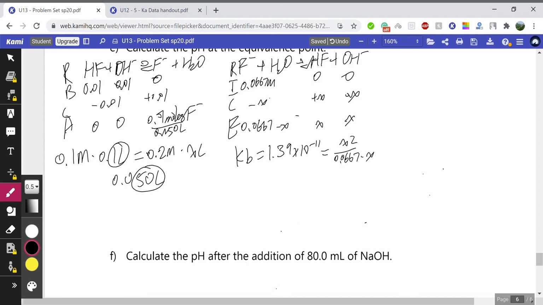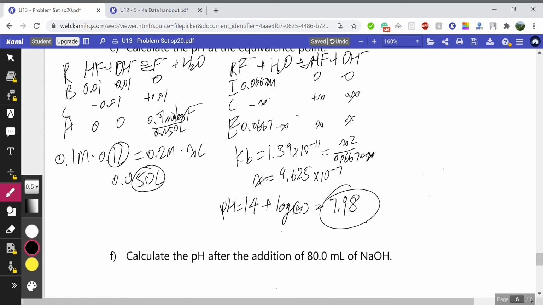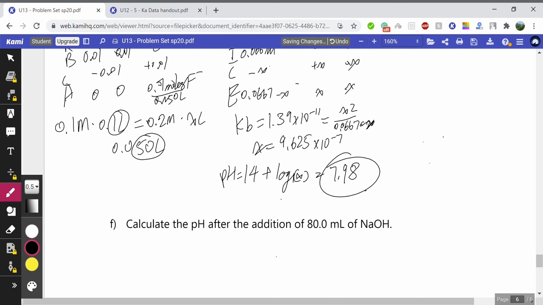0.0667 minus x. We delete the minus x because we assume the 5% rule. So 1.39 times 10 to the negative 11th times 0.0667, and take the square root of that. We're going to get x equal to 9.625 times 10 to the negative 7th. Because x is the concentration of OH minus, to find the pH we use the formula 14 plus log of x. So 14 plus log of that number will give us 7.98. So that is our pH, 7.98.